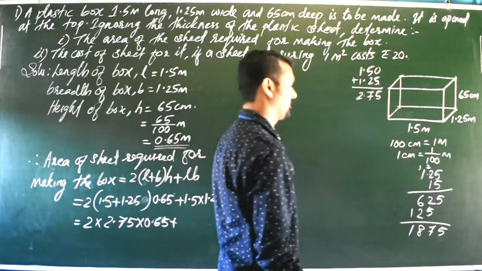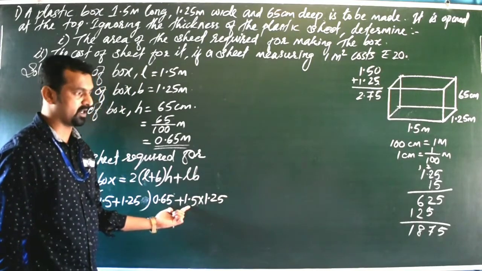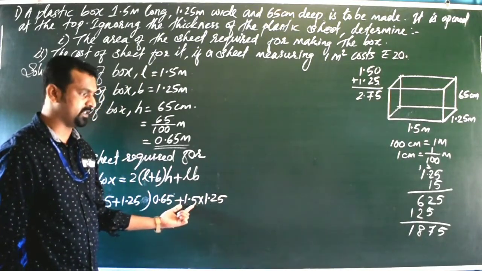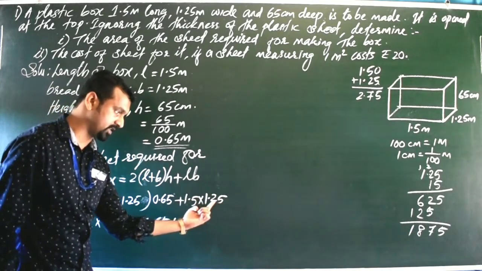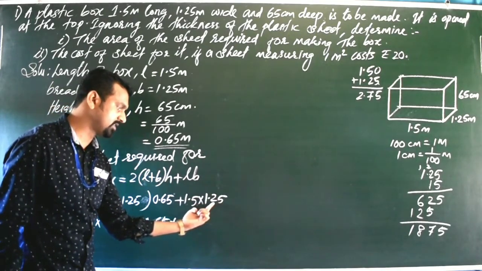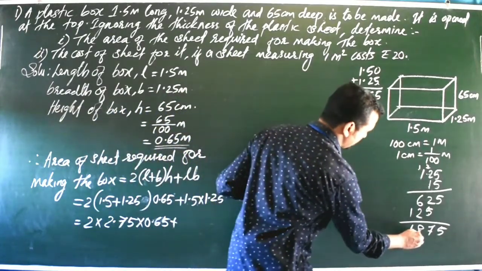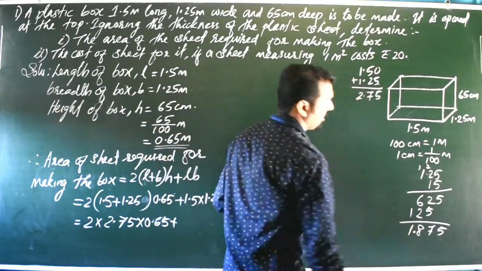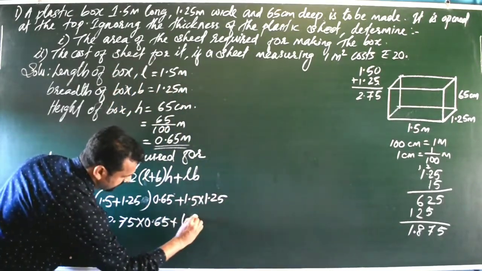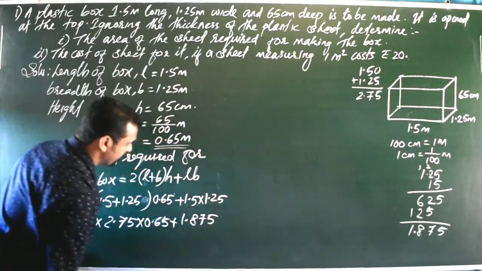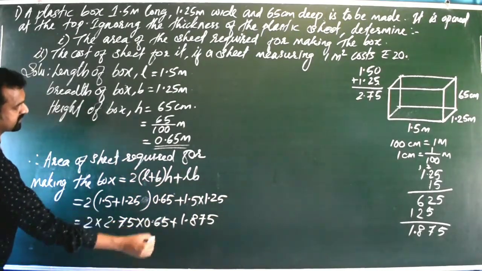And how many decimal points are there? 1.25 into 1.25 into 1.5 I have multiplied. 125 into 15, 1875 I got. Now here how many decimal points are there? After the decimal point, 1, 2, 3 digits are there. So in the answer also, after the decimal point 3 digits should be there. So the answer will come 1.875. So here it will come 1.875. Now multiply this one, that is equal to 2 into 2.75 into 0.65.